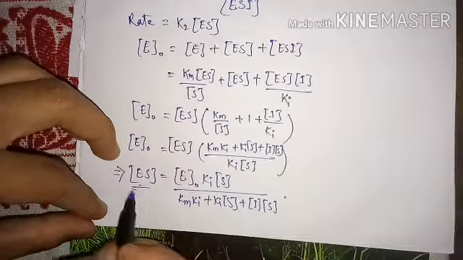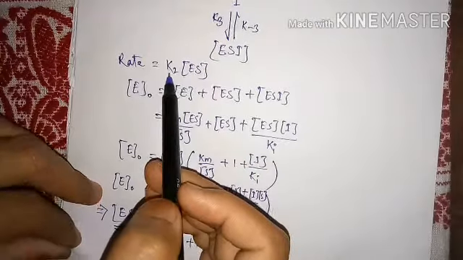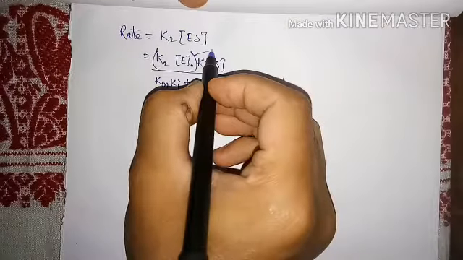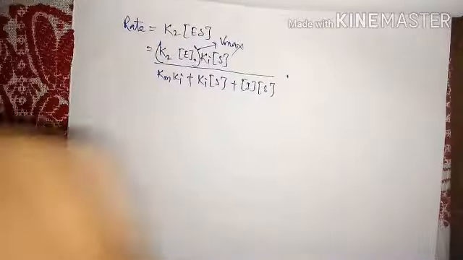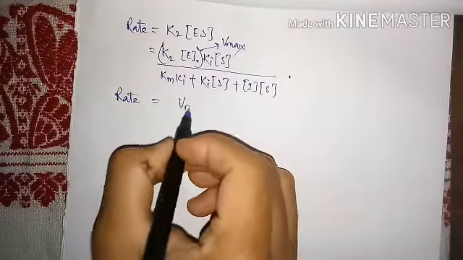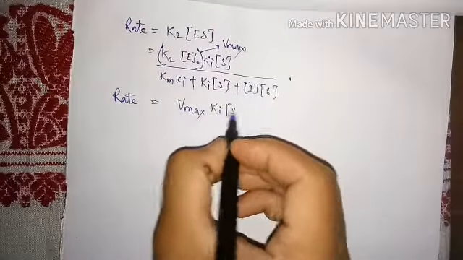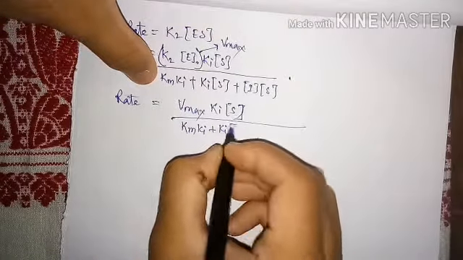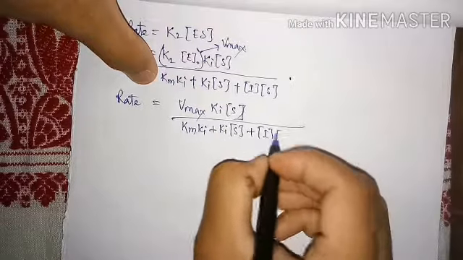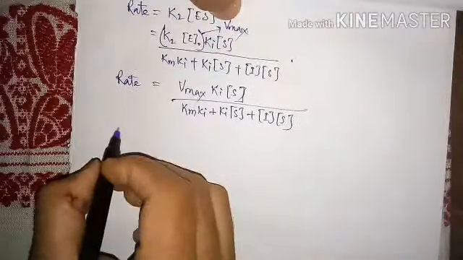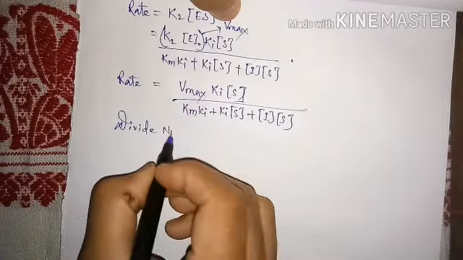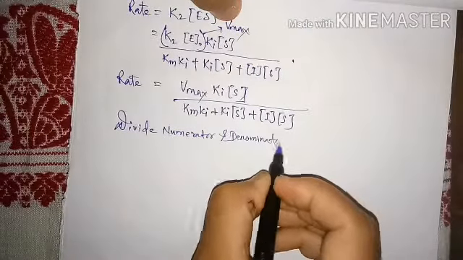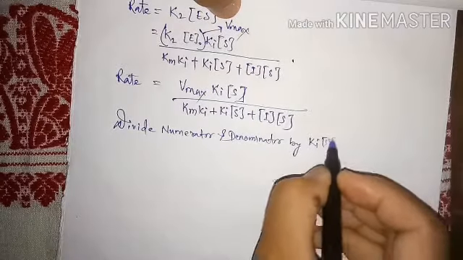Now this value of ES we are going to put again in this rate expression. So same way, this K2 E naught means it is Vmax. So rate is equal to Vmax Ki concentration of S by, we have Km Ki plus Ki concentration of substrate plus concentration of I plus concentration of S. Then again we are going to divide numerator and denominator by Ki concentration of substrate.